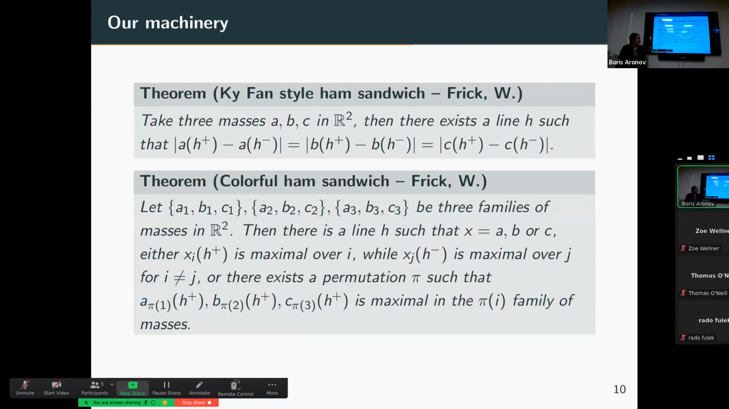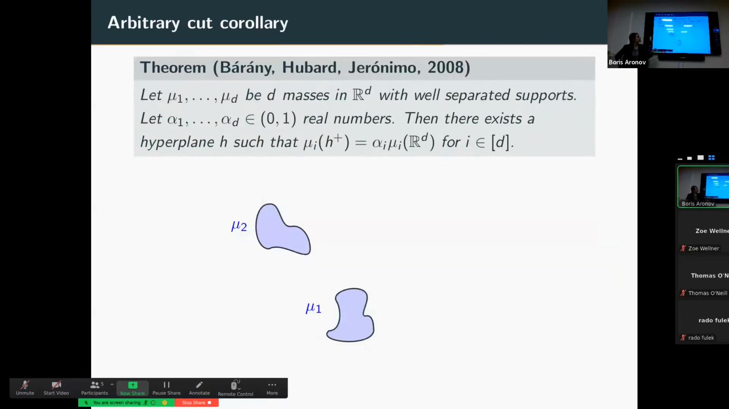I'll talk a little bit more about general colorful Borsuk-Ulam, but before I move on, there is a rather surprising aspect, which is that the Kaifan style ham sandwich on its own already has a lot of interesting implications. We can say that this result by Bárány, Hubard, and Jerónimo from 2008 about unequal partitions of masses is actually a corollary of our Kaifan style ham sandwich.